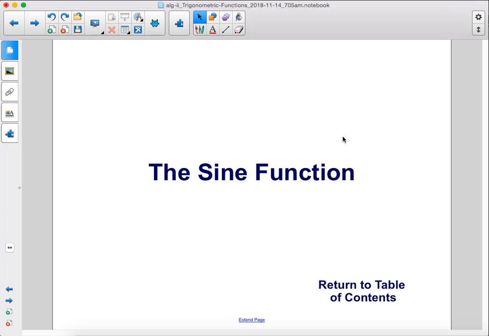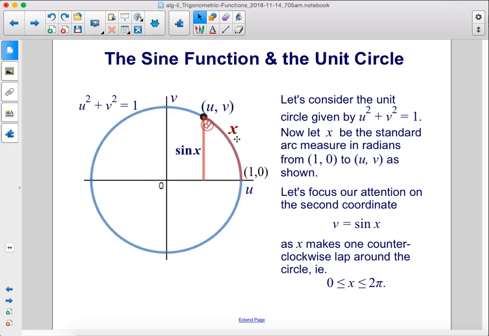The sine function. Now let's consider the unit circle given by u squared plus v squared equals 1. Now let x be the standard arc measure in radians from (1, 0) to (u, v), here in red. Now let's focus our attention on the second coordinate, v equals sine x, so this length right here, as x makes one counterclockwise lap around the circle, so x values between 0 and 2 pi.